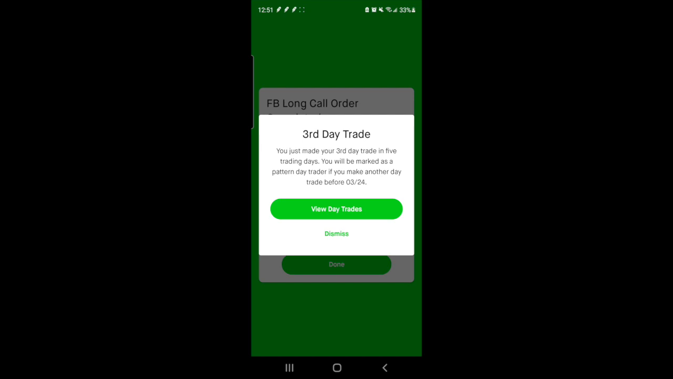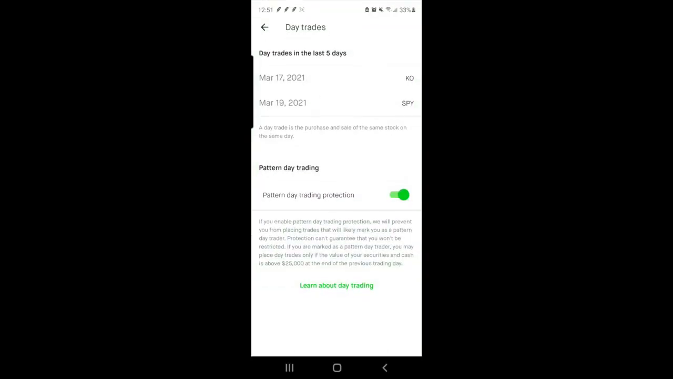And pretty much just showing you how to see your day trades. It'll pretty much tell you right there what day trades you have. And just make sure you have the pattern day trading protection on. And then it tells you everything about day trading on here. In order for you to day trade, you need to have over $25,000 in your account during that day, so that way you won't be flagged as a pattern day trader. So make sure you always pay attention to this. But this is how you enter and exit an option call.